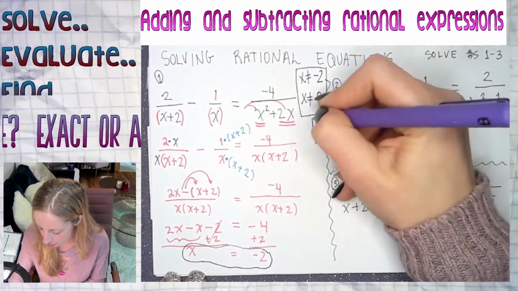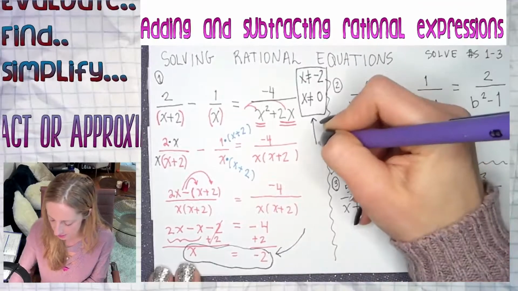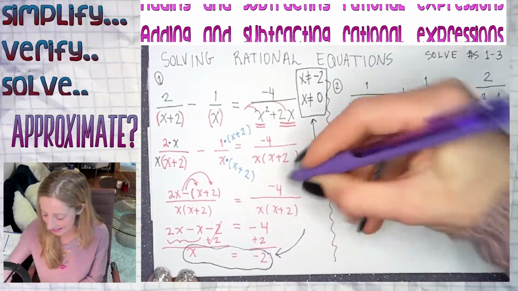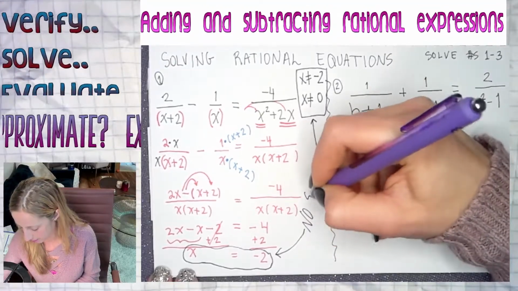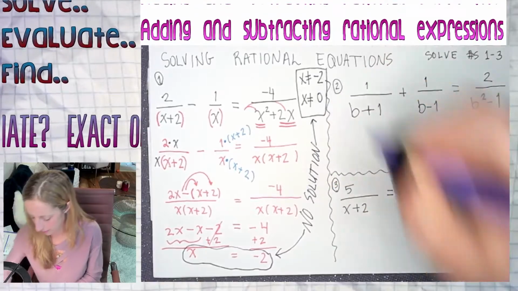So if these are my restrictions, and I solved and that's what I got, guess what that means? It can't be negative 2, but that's what I got. So no solution. And we're done with this example.